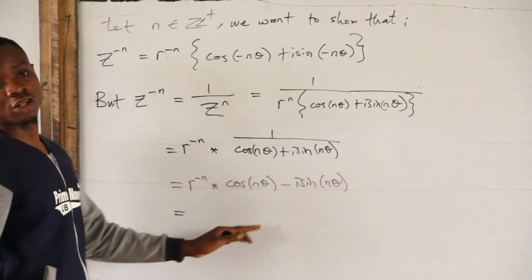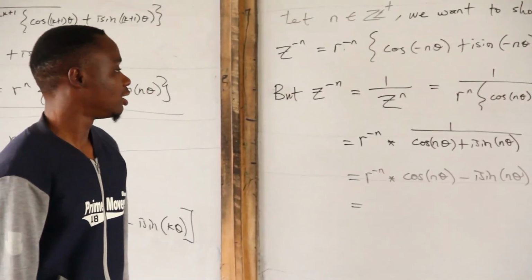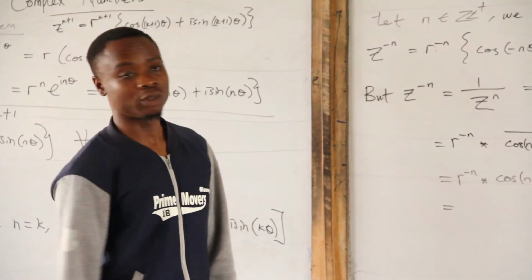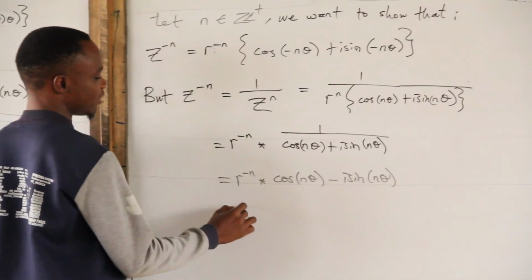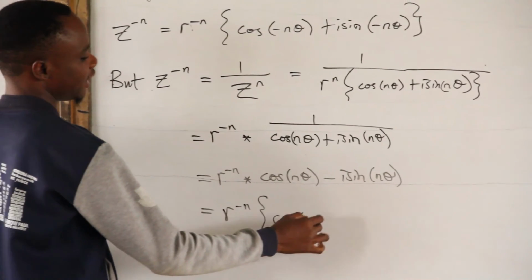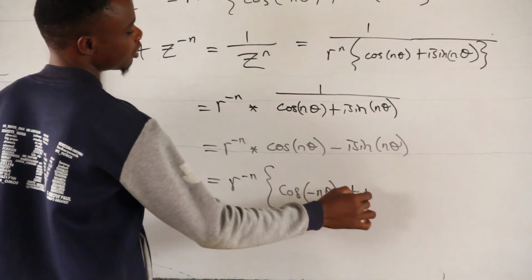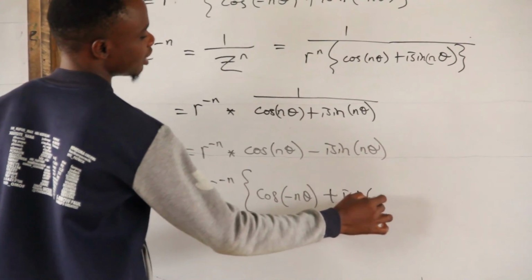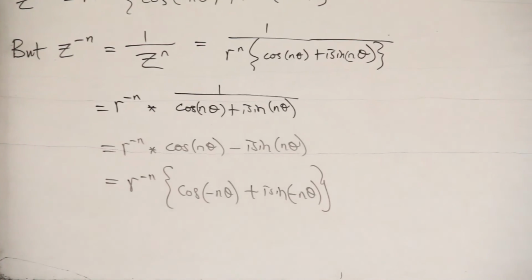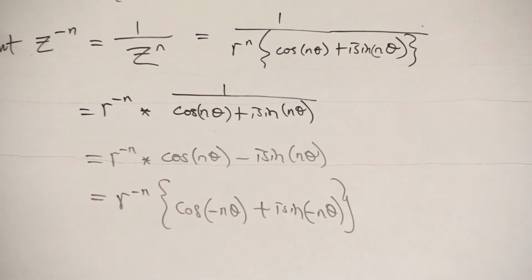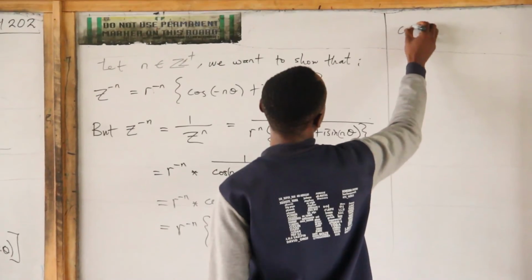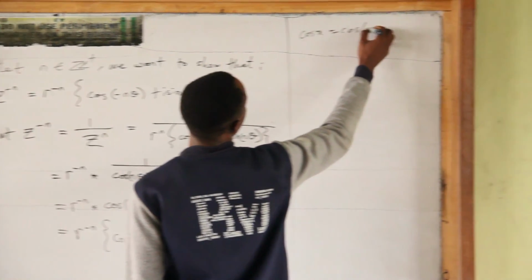So you recall that cos squared theta plus sine squared theta is 1. So we're going to have this to be r raised to power minus n multiplied by cos minus n theta plus i sine minus n theta. Is it clear? That's that. Cos of minus theta is equal to cos theta.